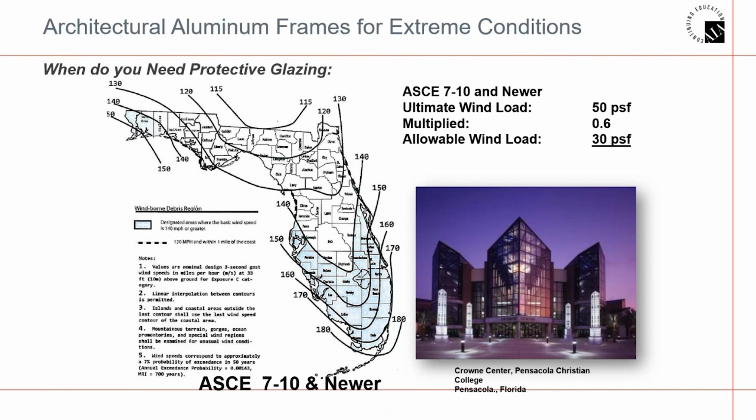So again, check the specification because there are two different wind loads that are calculated in accordance with ASCE 7, the ultimate wind load and the allowable wind load. Based on the project and the owner and the occupant or where the building is located, one of those wind loads is going to be used. So make sure that you have the correct one.